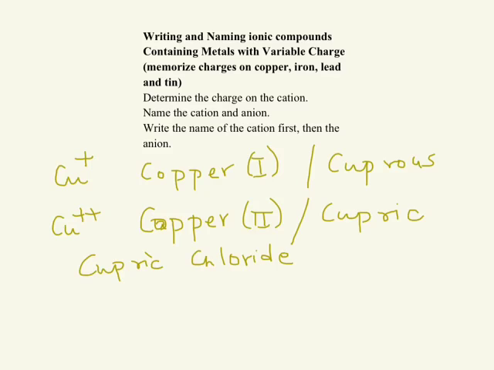Now we know cupric is Cu2 plus, and what is chloride? Chloride is chlorine with a negative charge. Remember, chlorine in the 7th A group has 1 minus charge. So what will be the formula?